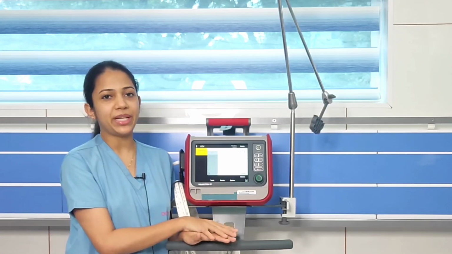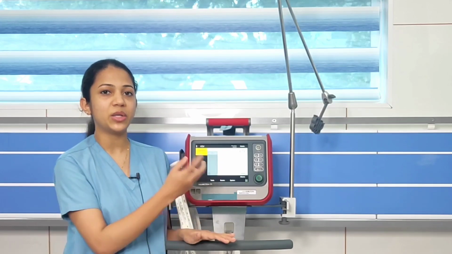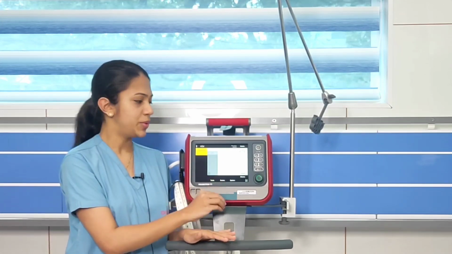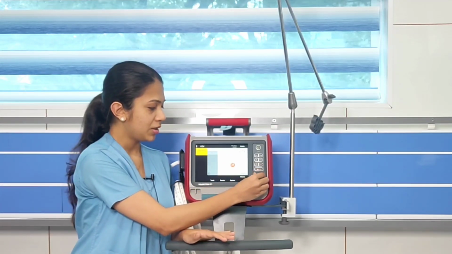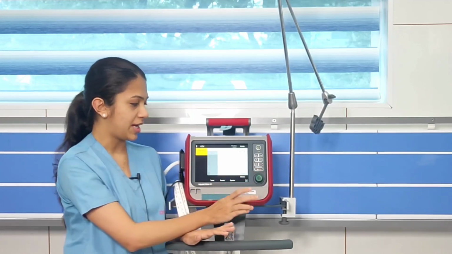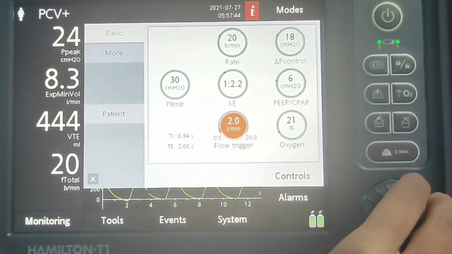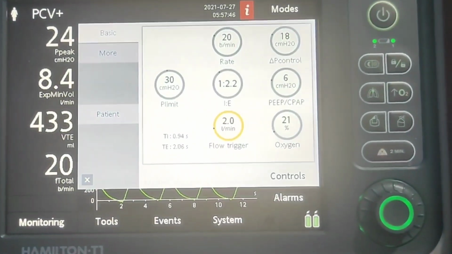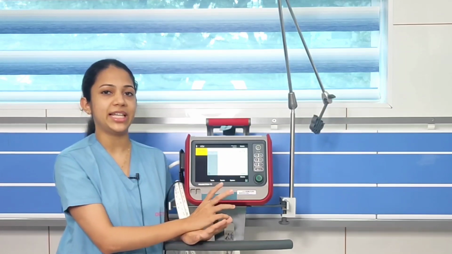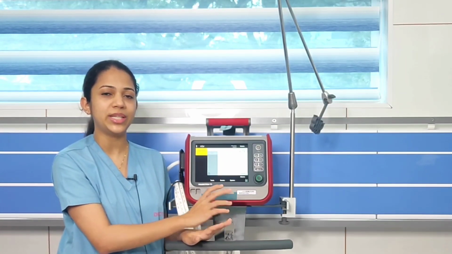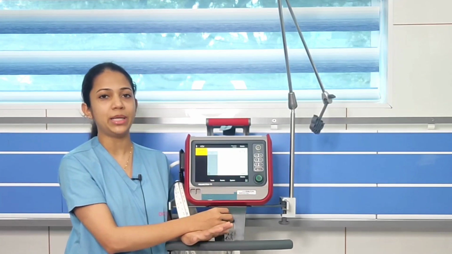Usually we will keep it at 5, and whenever we are trying to wean a patient off the ventilator, we will reduce the trigger to somewhere around 2. After intubation we keep it at 5, and whenever we are trying to wean the patient, we will reduce it and set it at 2. Even if there is a change of 2 liter per minute, the ventilator will sense that and it will support the trigger of the patient and provide a breath.